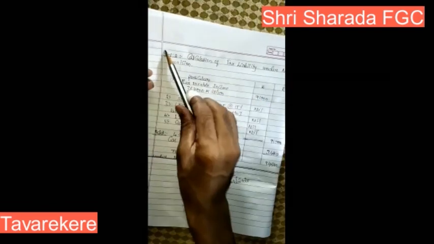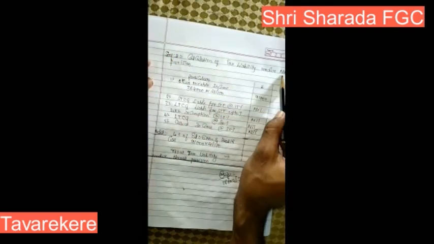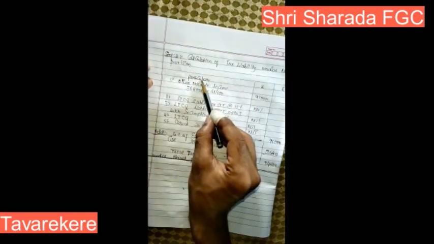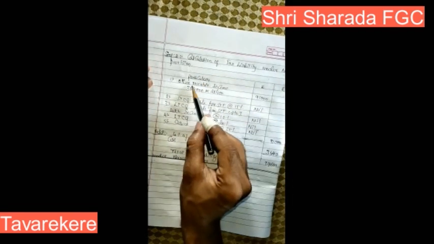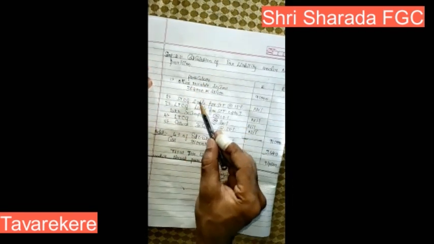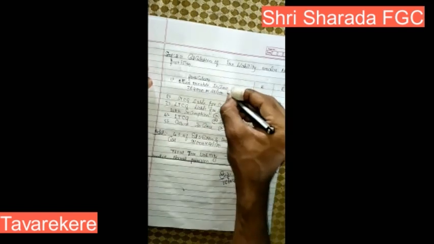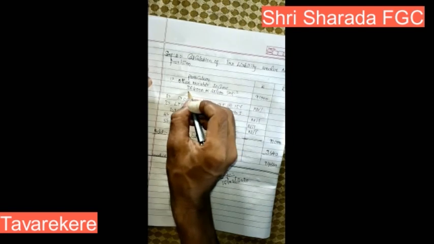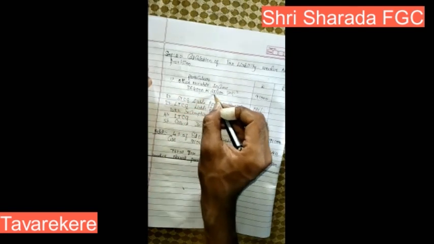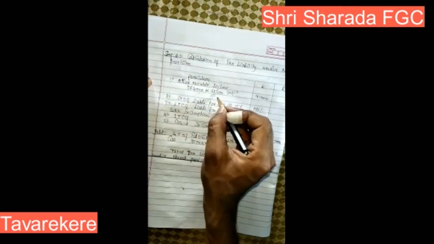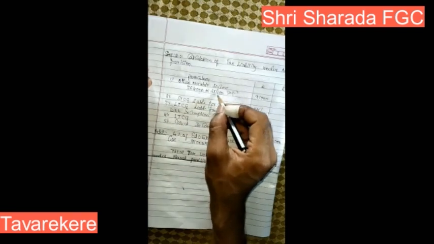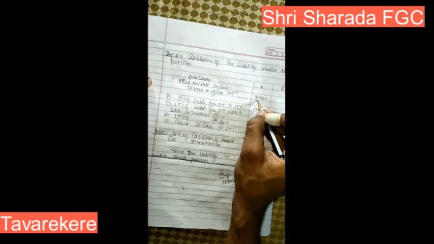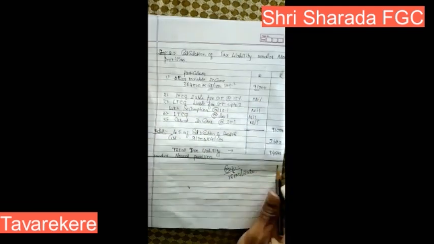Next, step number 2, calculation of tax liability under normal provision. Particulars, rupees. Under the first one is other taxable income, which is calculated in step number 1. The total amount is 3,64,000 and it attracts 25% if the taxable income is less than 250 crores. The total tax liability amount is 91,000 on other taxable income.